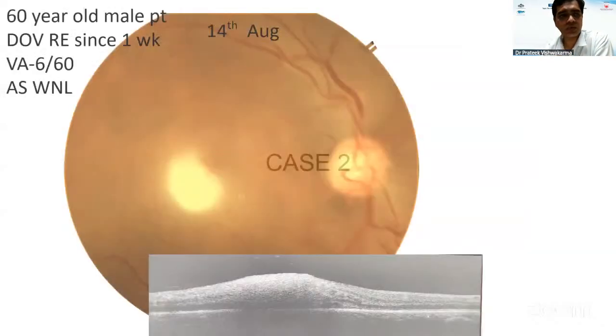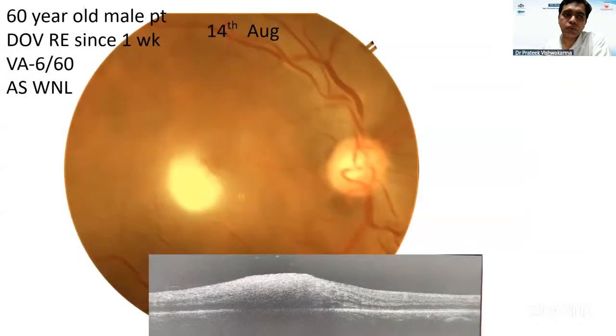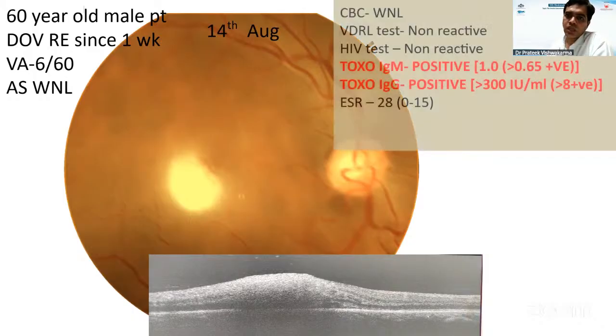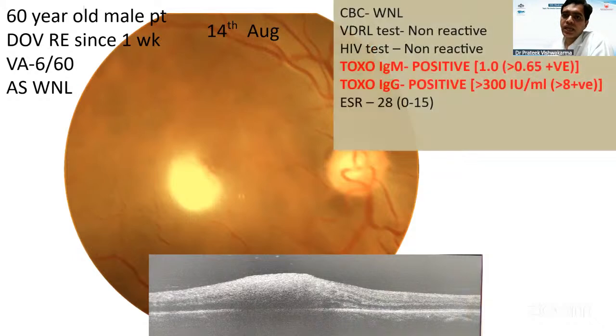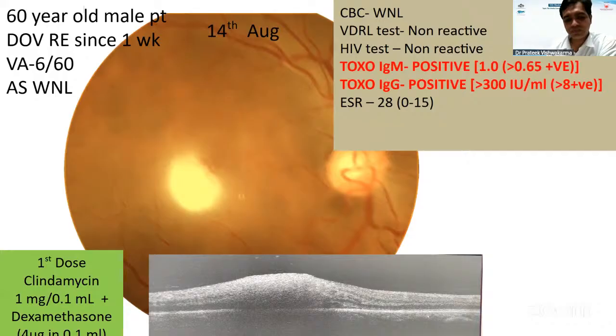This is another case of a 60-year-old male patient who came to us with diminished vision in the right eye since 1 week. Vision was reduced to 6/60. Anterior segment was normal. The fundus examination again revealed a central macular retinitis patch with vitritis. So we again thought of toxoplasma retinitis, and the serology came out positive for IgM and IgG. We gave the first dose of clindamycin, thinking this was a routine case and the lesion would resolve in 2 to 3 doses.